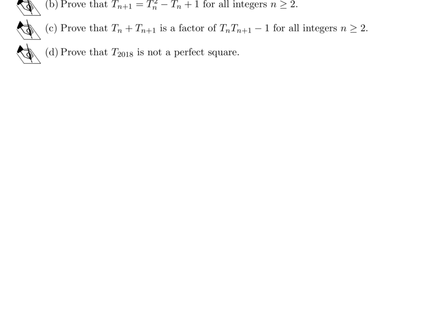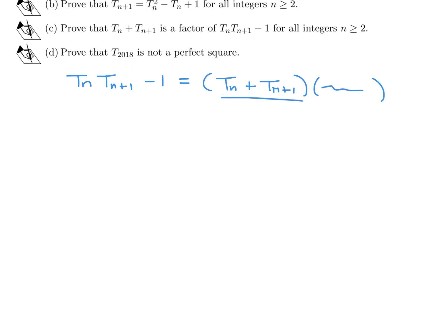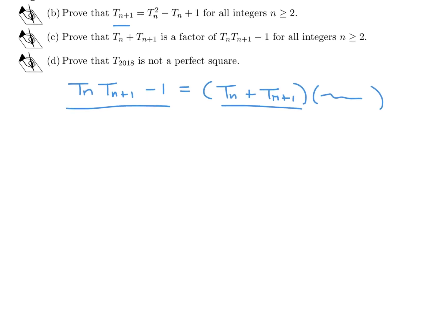Part C. Prove that Tn plus 1 is a factor of Tn times T(n+1) minus 1. Basically what they're asking is that we have to show that this Tn times T(n+1) minus 1 can be written as Tn plus 1 times something. So this is essentially a factor of this whole thing. Okay? Well, the good news is we can use what we've already proved up here.